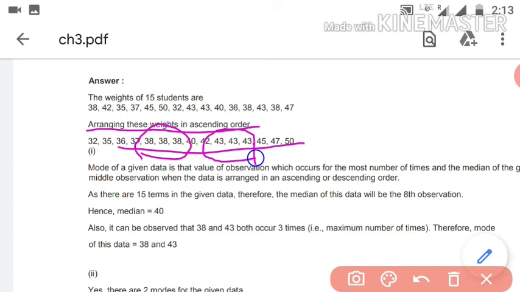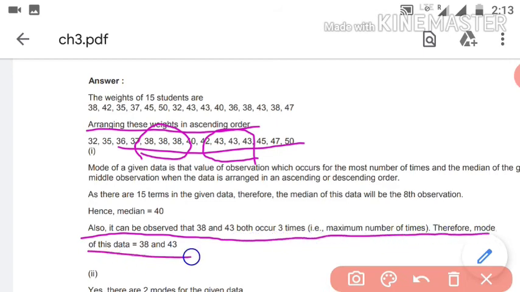So the mode value will be how much? The mode value will be 38 and 43. You can see here, you can see this line. Observe that 38 and 43 both occur how many times? 3 times, so the maximum number of times. Therefore the mode of this data is 38 and 43.